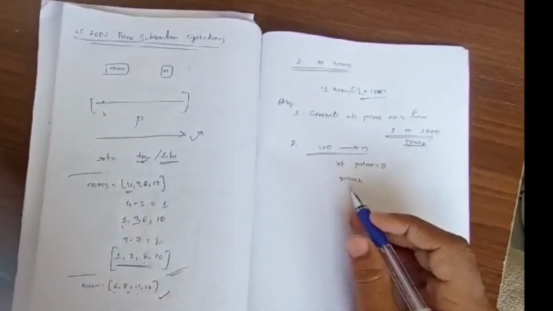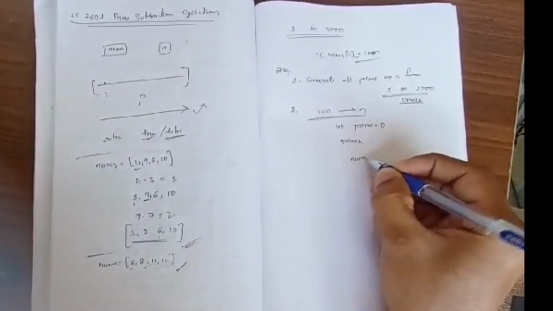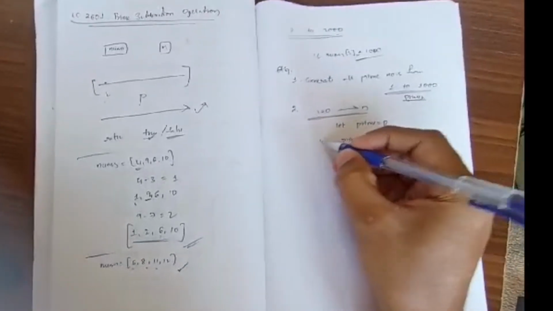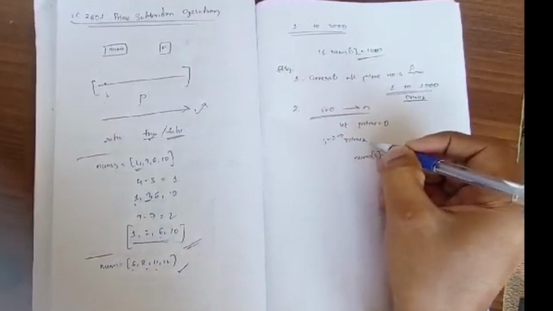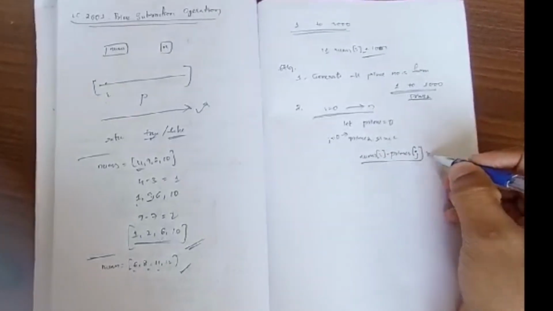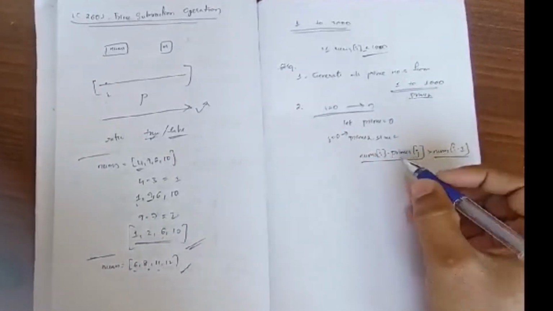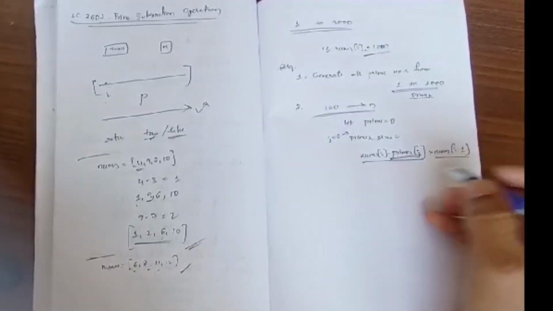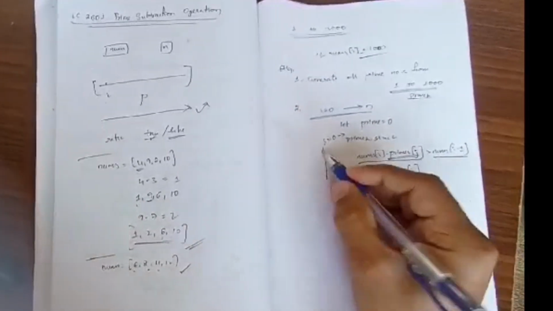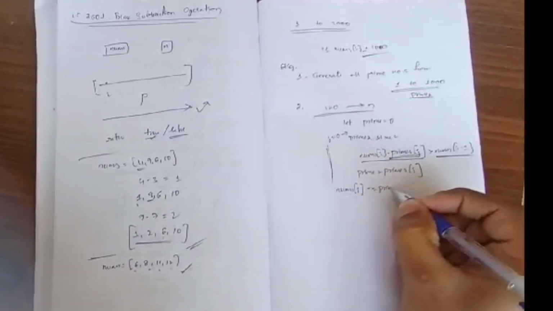We iterate the primes array with j from 0 to primes.size, and if nums of i minus primes of j is greater than nums of i minus 1, which is the previous element, so the current element minus the prime number is greater than the previous element, we make prime equal to primes of j, and then we subtract: nums of i minus equal to prime.